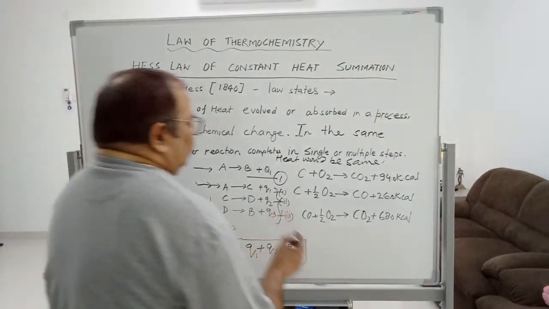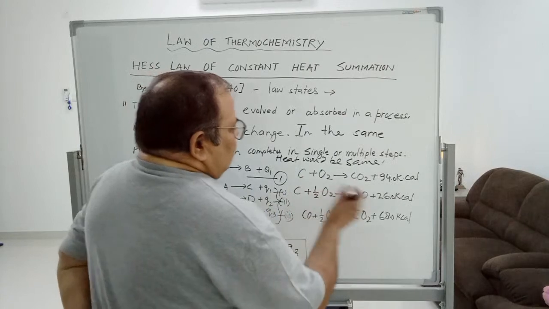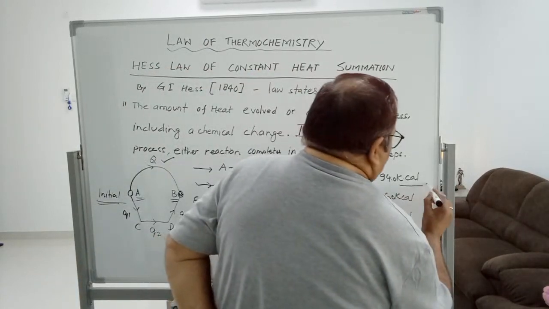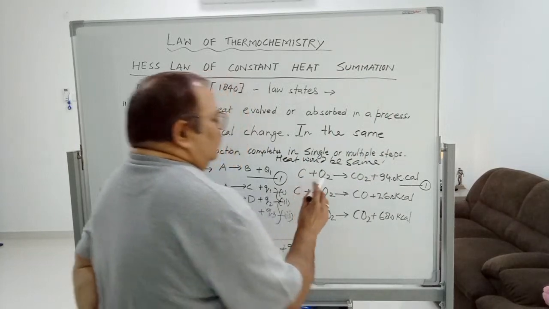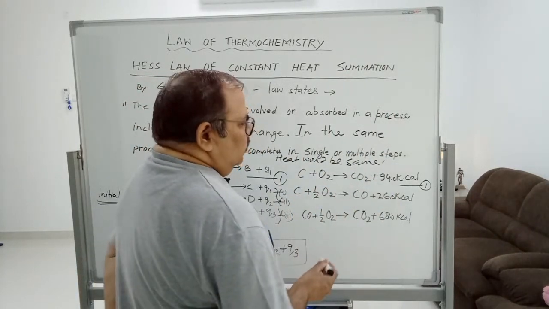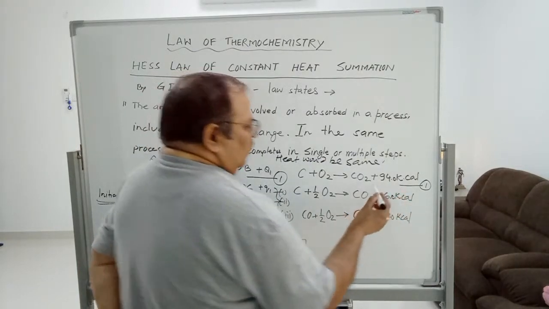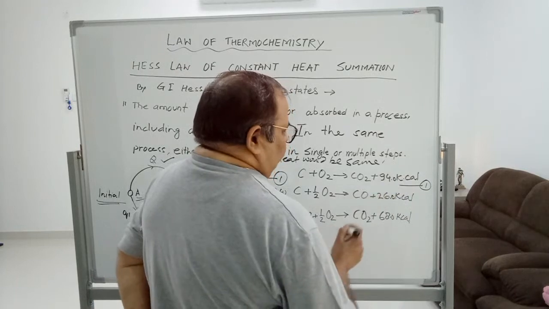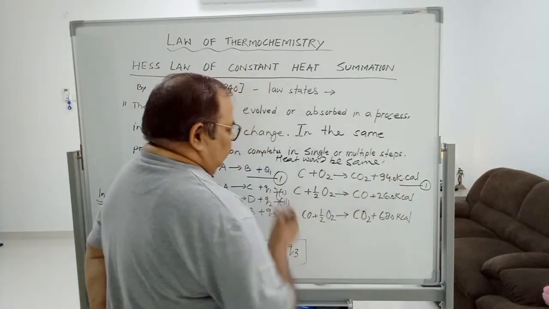Example, you see, this is a similar example. The first reaction is a one step reaction. Carbon reacts with oxygen giving CO2, heat evolves, that is an exothermic reaction. If you write it, delta H is equal to minus 94. This reaction is in a single step.